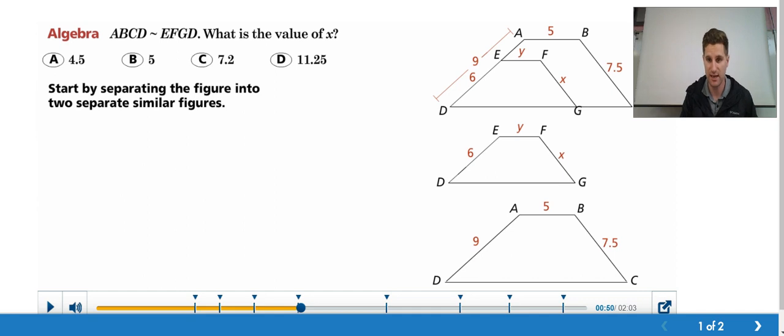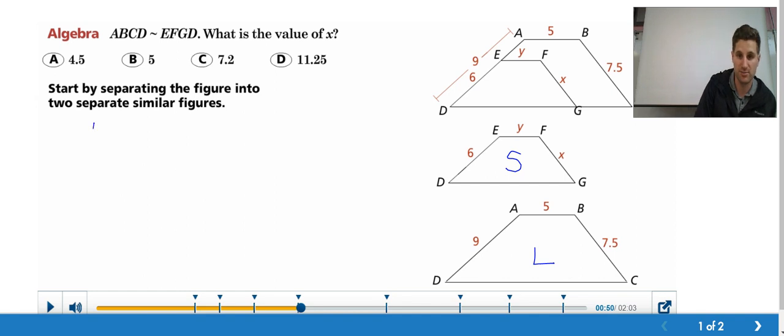Now we can easily say that 6 and 9 correspond. These 2 are the most important because they both have actual values, and we can pull our scale factor from them. 5 and y, we can't pull a scale factor because we don't have numbers, and x and 7.5, we can't. So we want to set up a proportion to solve this. We're going to go from the small shape to the large shape, and I'm going to keep that ratio in mind because if we mix up the ratio, it can go wrong. So 6 should correspond to 9.